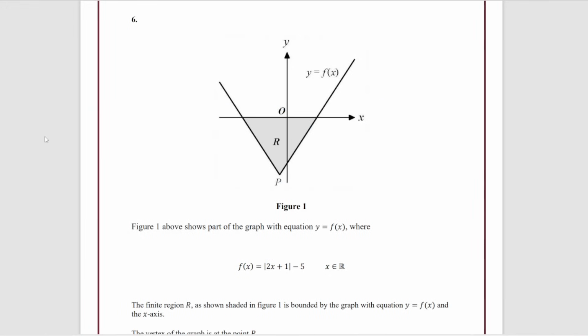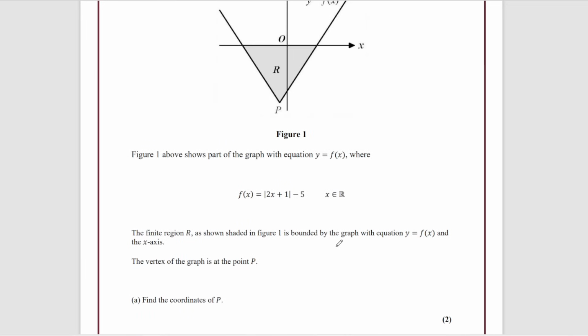Moving on to question 6 now, where we have figure 1, which shows part of the graph of equation y equals f of x, where f of x equals the modulus of 2x plus 1, minus 5, where x belongs to the reals. The finite region R, as shown shaded in figure 1, is bounded by the graph of equation y equals f of x and the x-axis. We're then told that the vertex of the graph is at the point P. So we can see that here on our diagram, this point here, P.